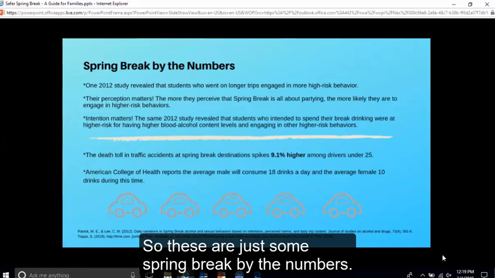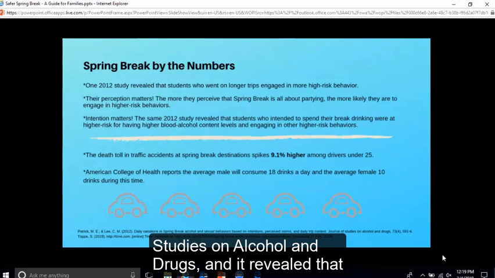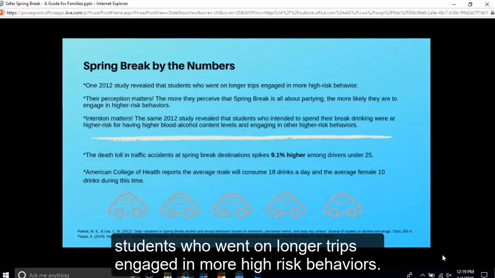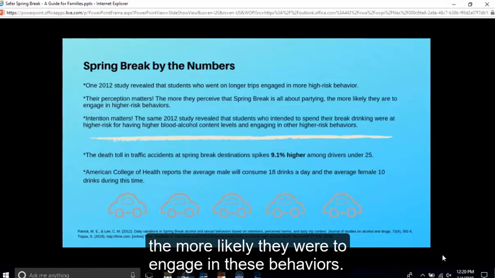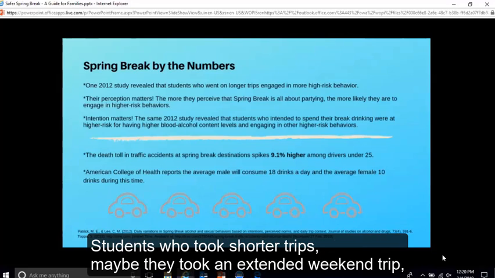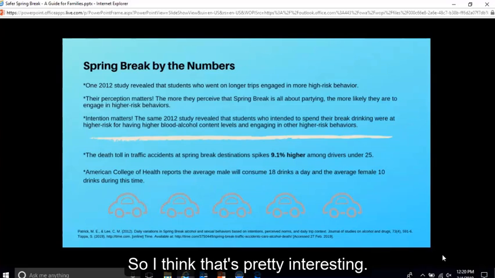So these are just some spring break by the numbers. There was a study done in 2012 that was published in the Journal of Studies on Alcohol and Drugs. And it revealed that students who went on longer trips engaged in more high-risk behavior. So, for example, the longer students were at whatever their destination was, the more likely they were to engage in these behaviors. Students who took shorter trips, maybe they took an extended weekend trip, then they were less likely to engage in high-risk behavior. So I think that's pretty interesting.